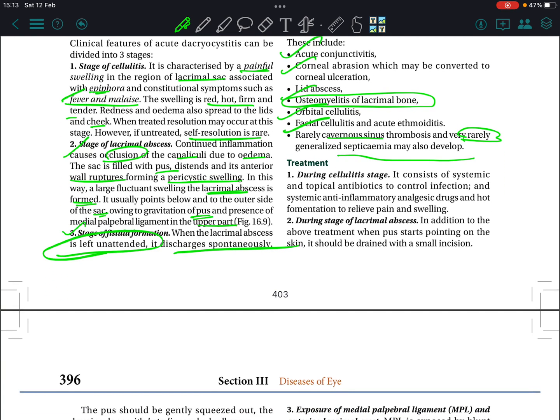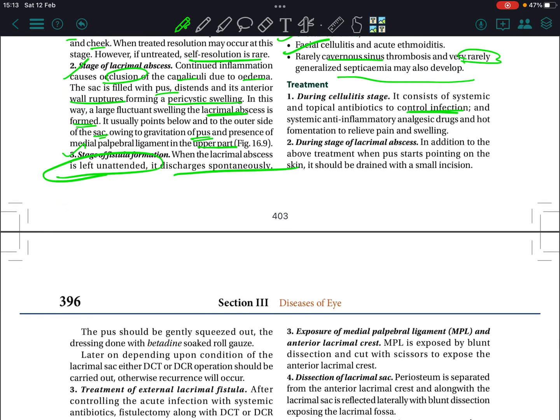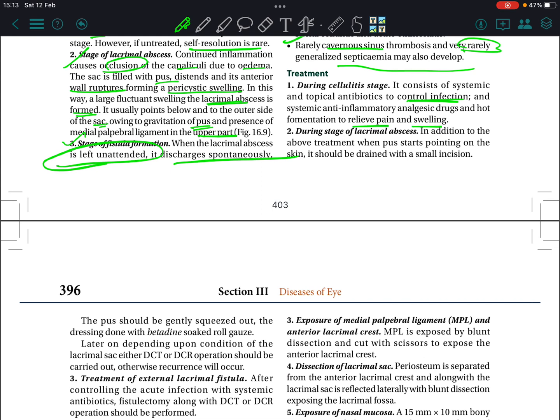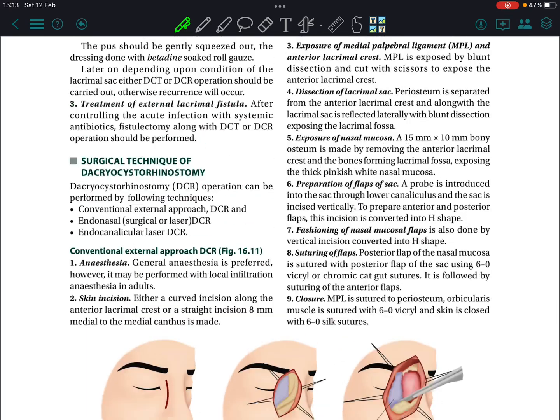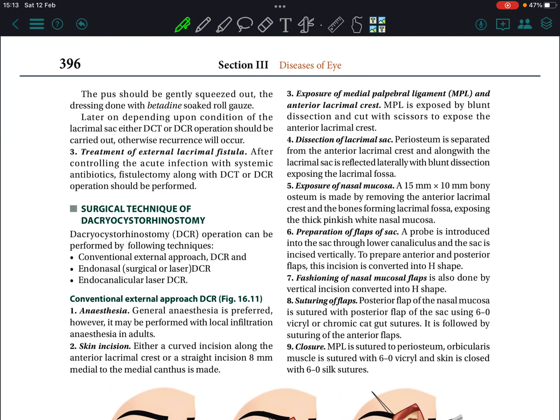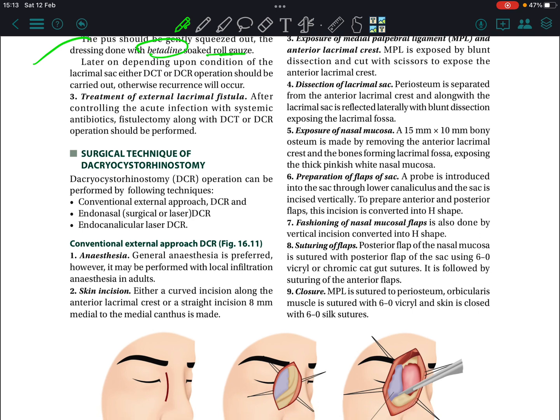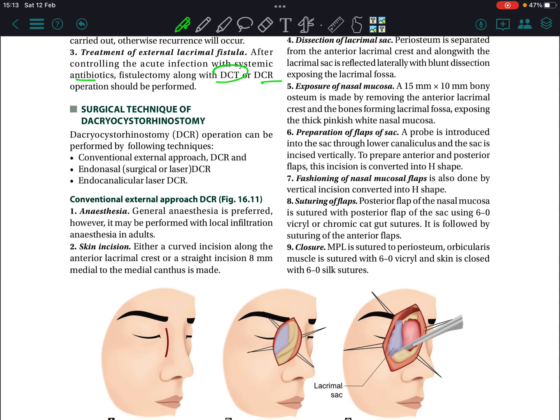Treatment: during cellulitis, systemic and topical antibiotics to control infection, systemic anti-inflammatory analgesic drugs, and hot fomentation to relieve pain and swelling. During the stage of lacrimal abscess, in addition to the above treatment, when pus starts pointing on the skin, it should be drained with a small incision. Then pus should be gently squeezed out and dressing done with Betadine-soaked roll gauze. Treatment of external lacrimal fistula: after controlling the acute infection with systemic antibiotics, fistulectomy along with DCT or DCR should be done.